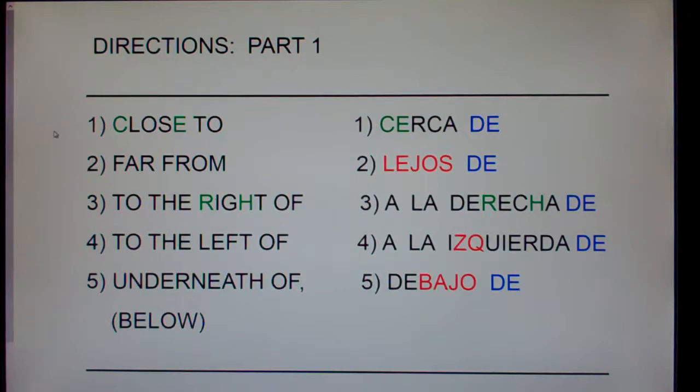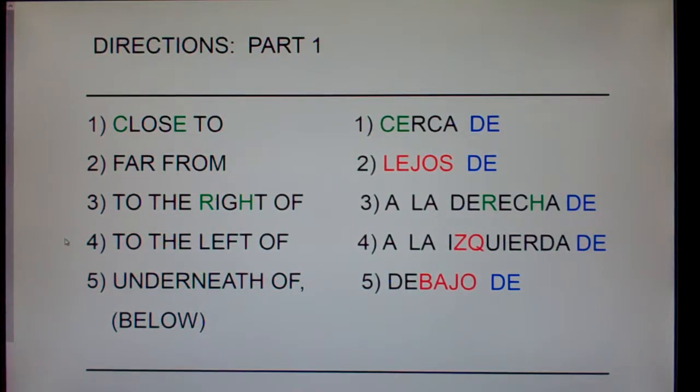Number 1, close to, cerca de. Close to, cerca de. Number 2, far from, lejos de. Far from, lejos de. Number 3, to the right of, a la derecha de. To the right of, a la derecha de.